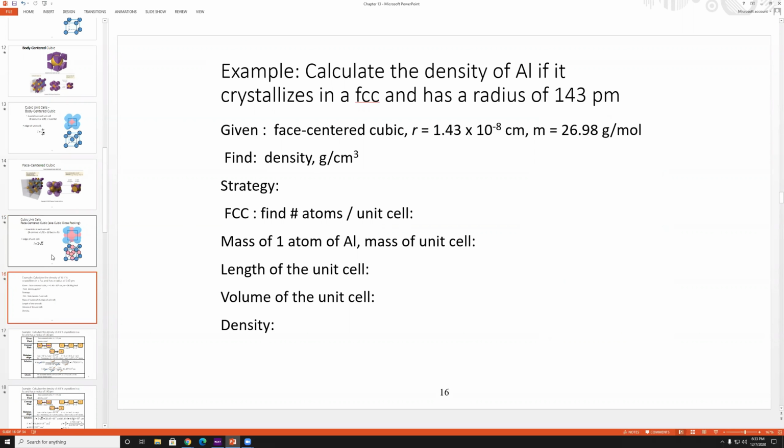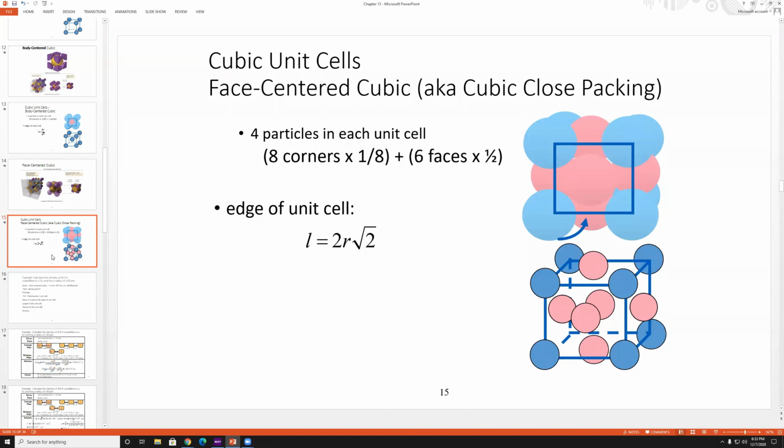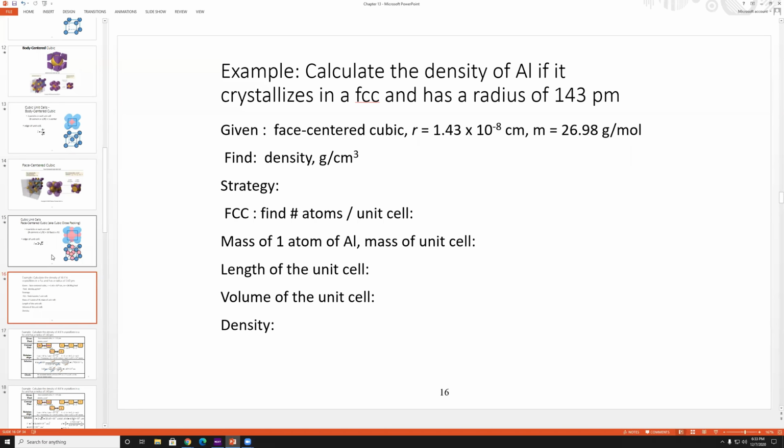Now, if you're given that the radius of the face-centered cubic is 143, what do we know? We can go back to the face-centered cubic and see the length is that. What is the question asking for? It's asking for density. How do we measure density? Grams per milliliter.